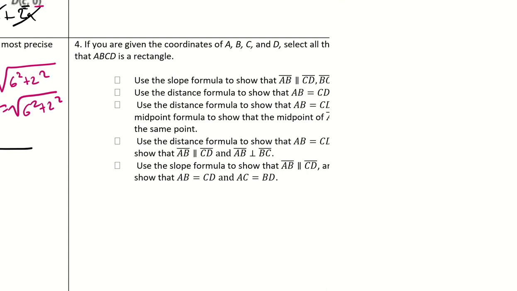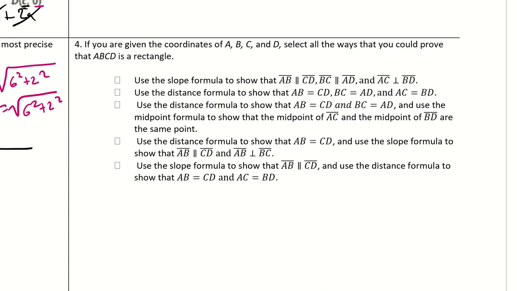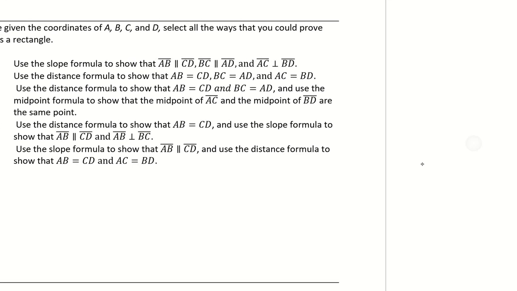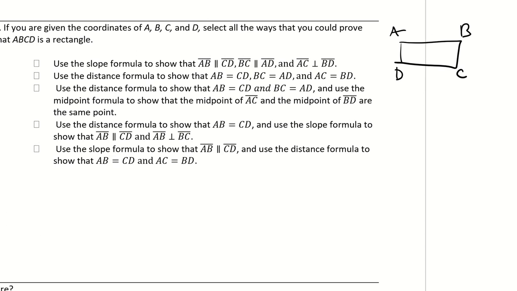All right, so number 4, if you're given the coordinates A, B, C, and D, select all the ways you can prove that it is a rectangle. So I'm just going to draw each scenario out just to show you. So this is rectangle ABCD. Be very careful. Rectangle ABCD, you have to trace it, and that's the order that you do it in, okay?